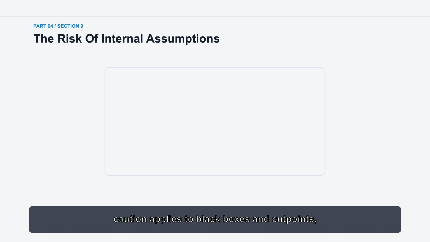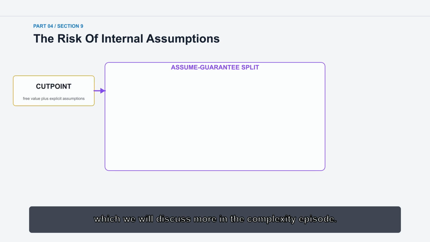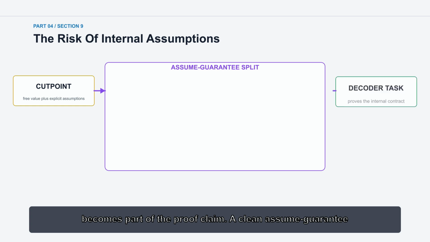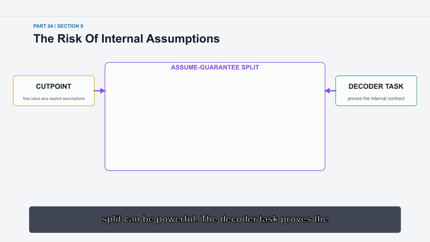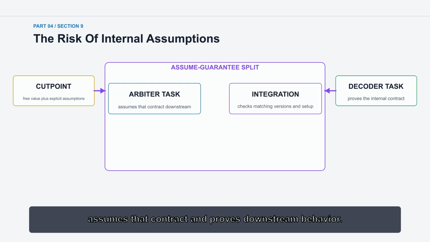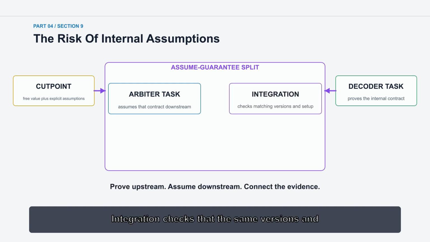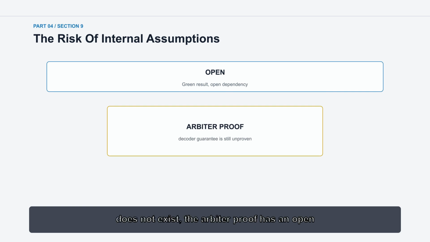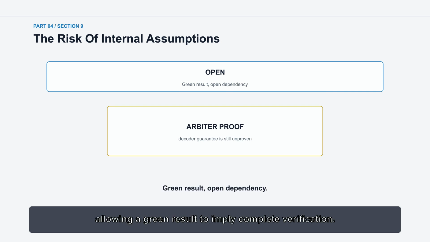The same caution applies to black boxes and cut points, which we will discuss more in the complexity episode. Once an internal relationship is replaced by a free value plus assumptions, the validity of those assumptions becomes part of the proof claim. A clean assume guarantee split can be powerful. The decoder task proves the internal signal obeys its contract. The arbiter task assumes that contract and proves downstream behavior. Integration checks that the same versions and configurations are connected. But if the decoder proof does not exist, the arbiter proof has an open dependency. We should label that dependency rather than allowing a green result to imply complete verification.